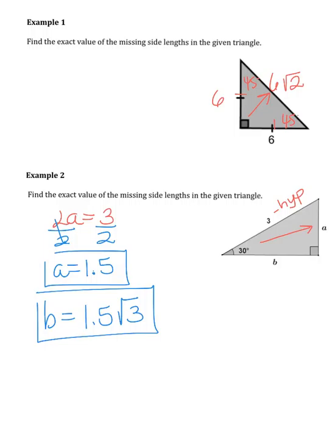Just set up an equation based on the ratios of the sides of the special right triangles, and you'll be able to solve for the missing values.